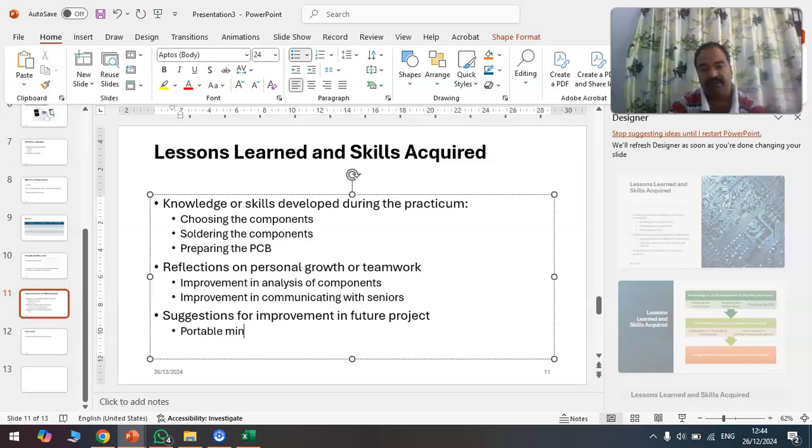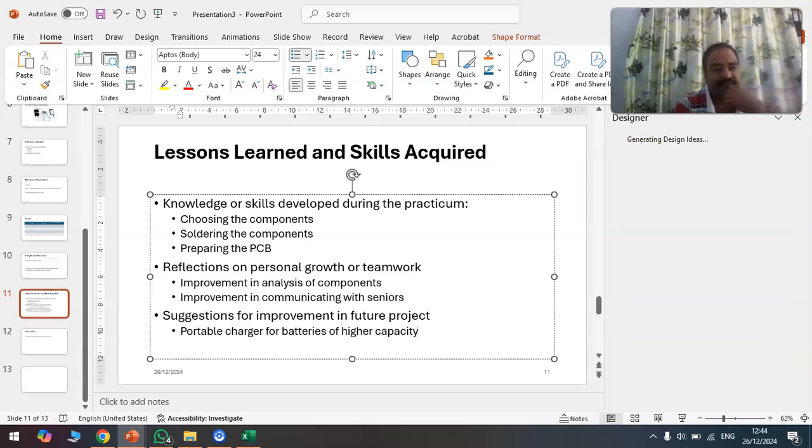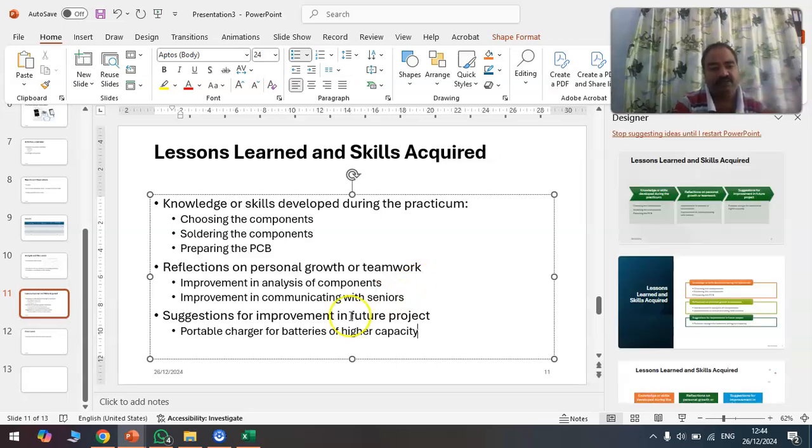Portable mini charger, portable mobile charger. Okay, I can go with a portable charger for batteries of higher capacity. Any rechargeable batteries, you can have 6 volts, 12 volts, lead acid batteries also. So he said that he can develop a portable charger. This was his idea. So like this, you can give some sort of suggestions.